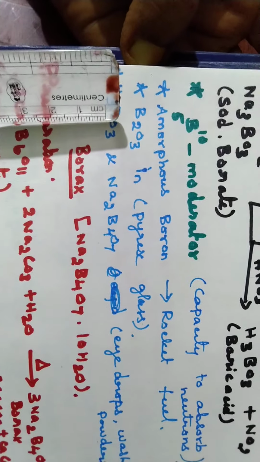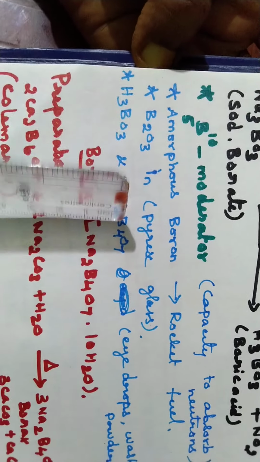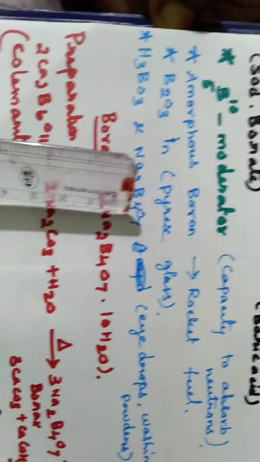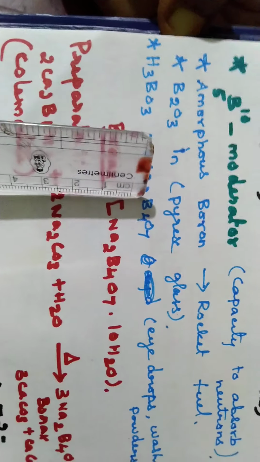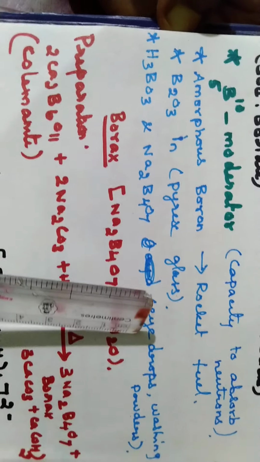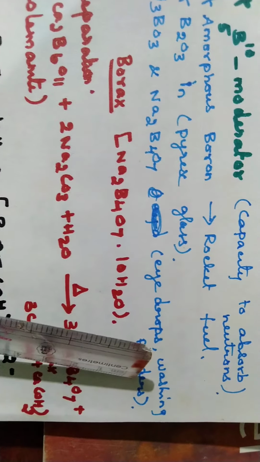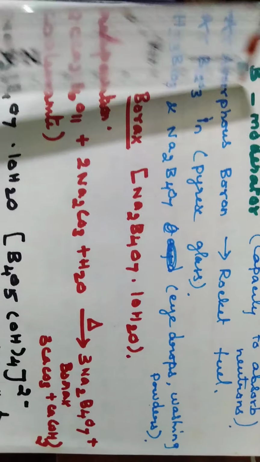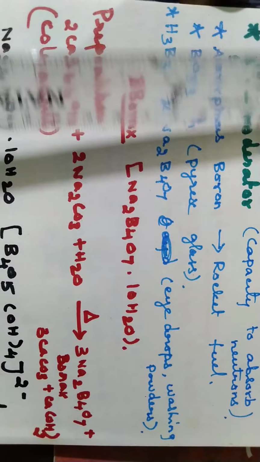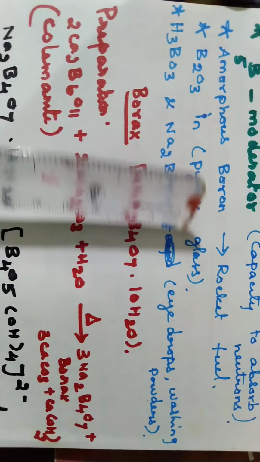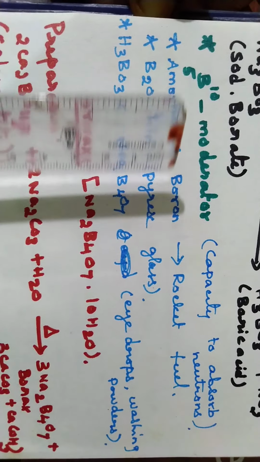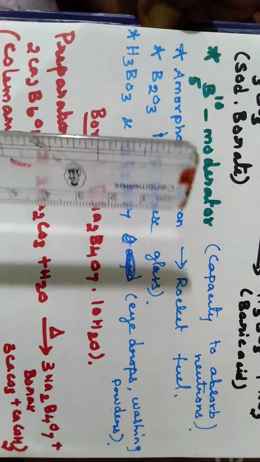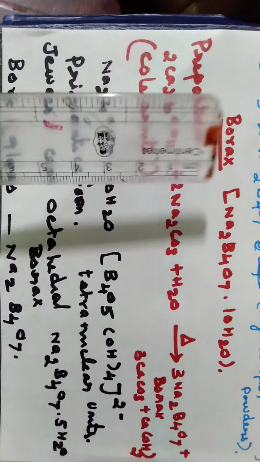Boric acid as well as borax, Na2B4O7, are used in eye drops as well as washing powders. So these are the important uses of boron. Even a single word from these uses, any one point, can be asked. Remember it. And then next one, borax.